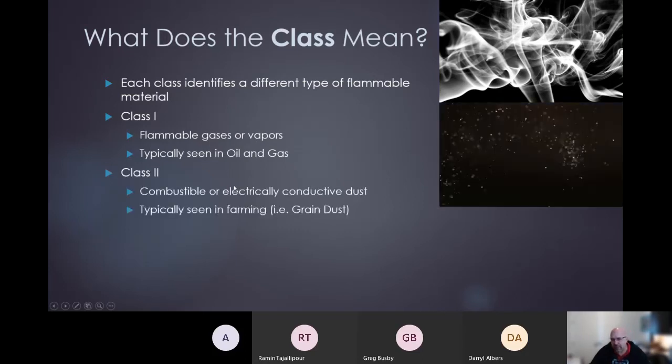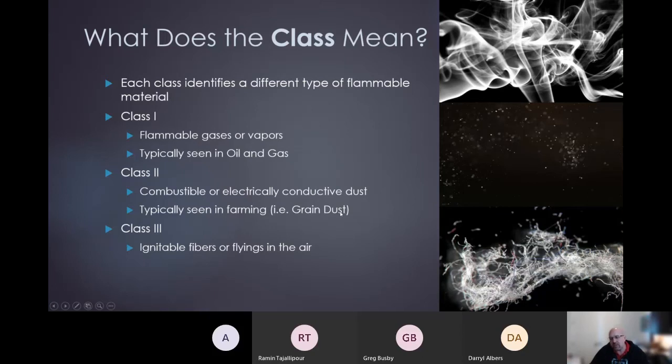But just for your own information, class 2 is combustible or electrically conductive dust. So a grain dust, for example, because grain dust will light on fire. So when you're doing an application, say in a grain bin or a farm application, it would be class 2. And then class 3 is more what you'd see in like a textile or clothing manufacturing. It's ignitable fibers or flyings in the air. So other things in the air beyond just dust. So yeah, if you're inside a manufacturing facility that's doing clothing, then that's where you'd see that.